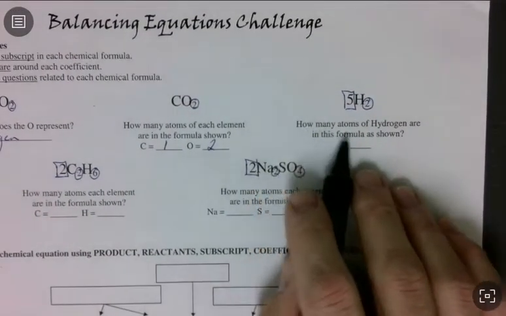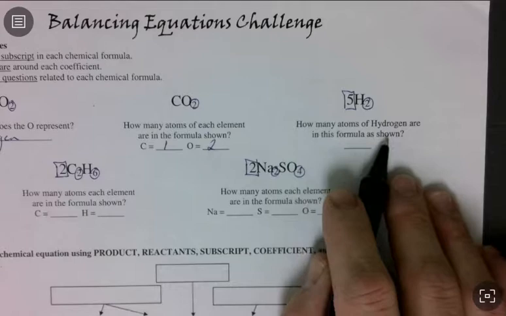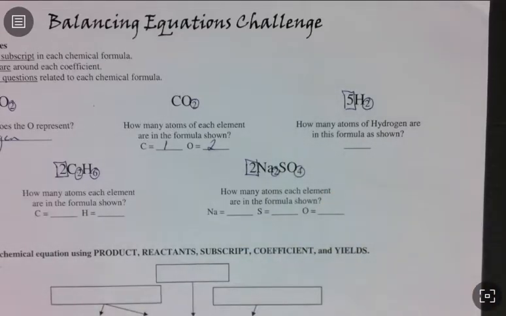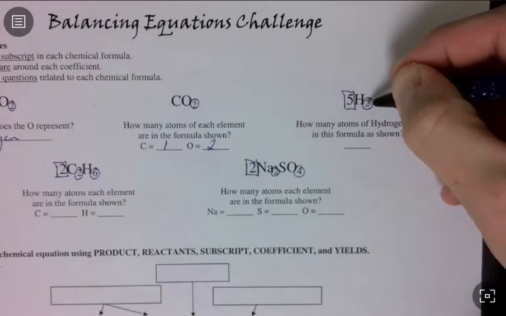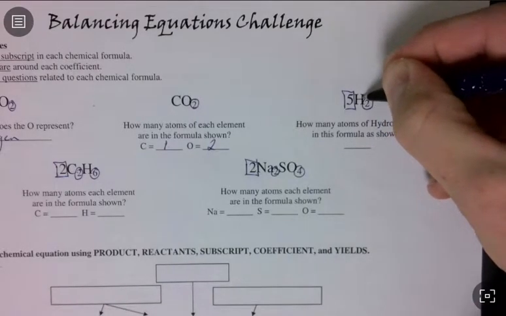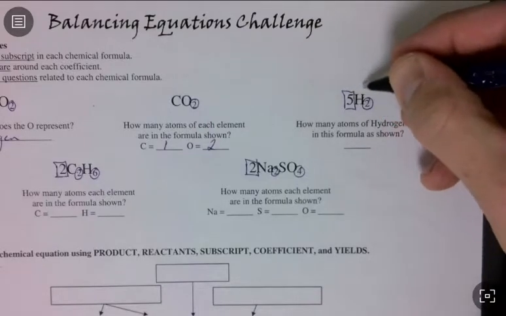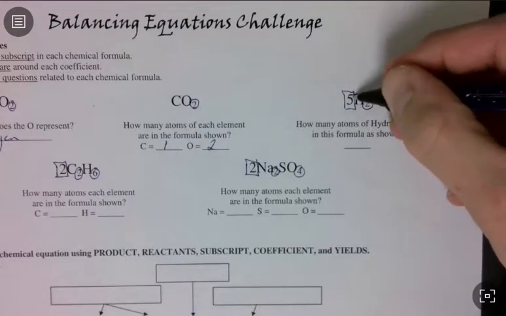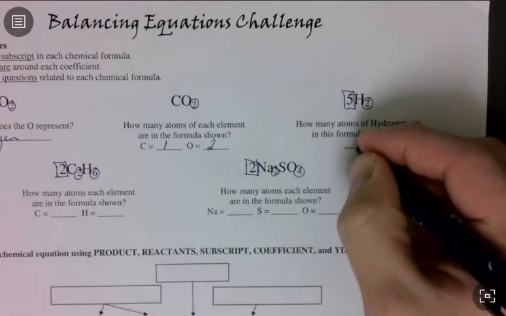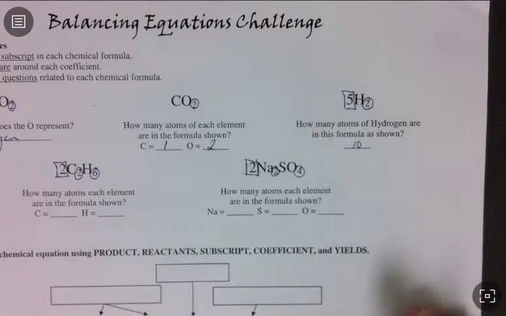This question says how many atoms of hydrogen are in this formula as shown. Now, the tricky part here is, again, how the coefficients work. The coefficient is multiplying by this entire atom, and the 2 is applied to this H. So there are 2 hydrogens in 1 atom of hydrogen gas, and there are 5 overall molecules of that hydrogen gas. So you have 5 times 2, which would give you a total of 10 hydrogens.